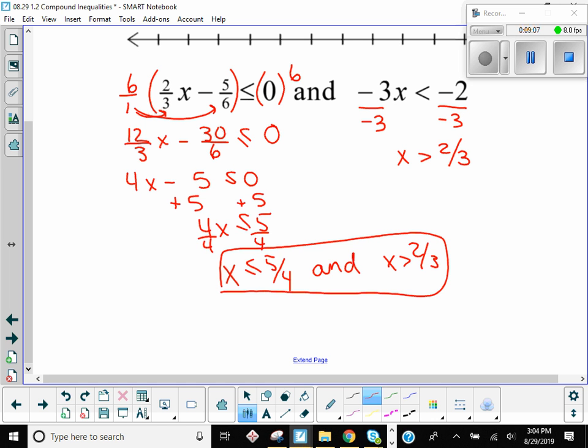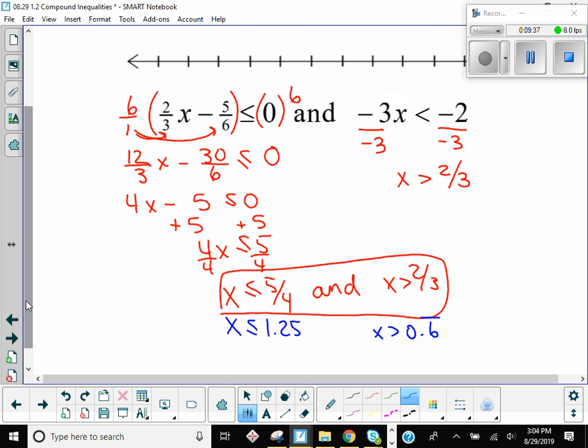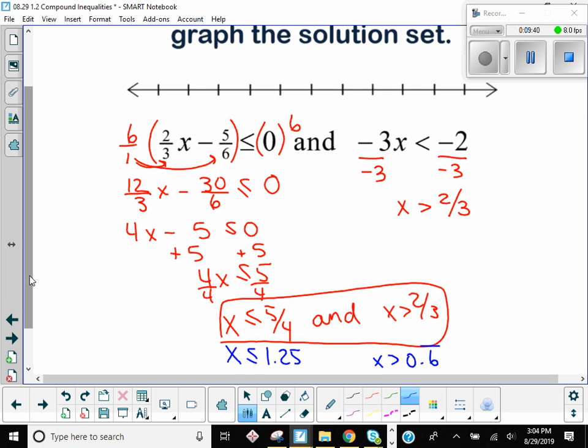I think it's easier, when I go to graph, to convert these to decimals. So 5/4 is 1 1/4, and 2/3 is 0.6 repeating. And since those are decimals and they're so close together, when I put my numbers on my number line, I'm going to go by halves: 1, 1 1/2, 2, 2 1/2, 3, because it'll give my numbers some room to breathe when I go to graph. So I need 0.6 as a boundary. I need 1.25. So what I'm going to do is 0, and then that's 0.5, that's 1, that's 1.5, and that's 2.